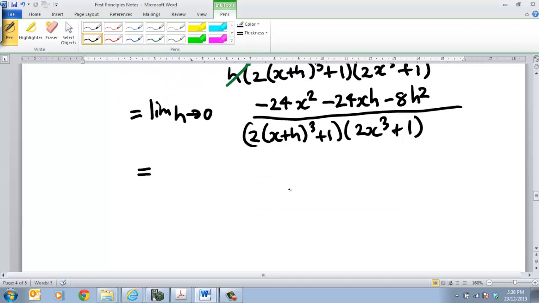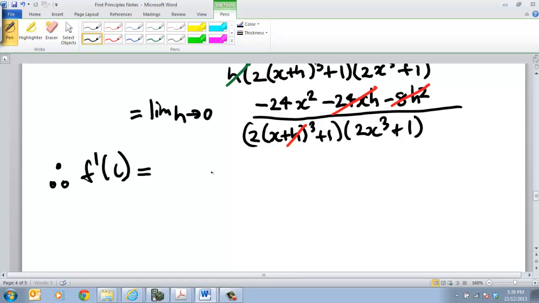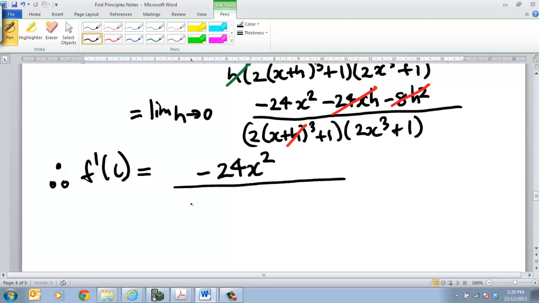So now I can take the limit as h goes to 0. So any term with an h in it, the h is going to go. So that's all going to go because it's going to be 0, and that's going to go because that's 0. And that's going to leave me with, therefore, f dashed of x is going to be equal to minus 24x squared all over 2x cubed plus 1, and that will be squared. And that's it, done, finished.